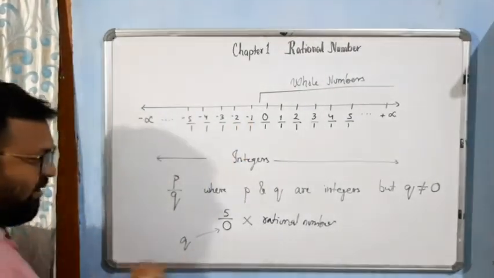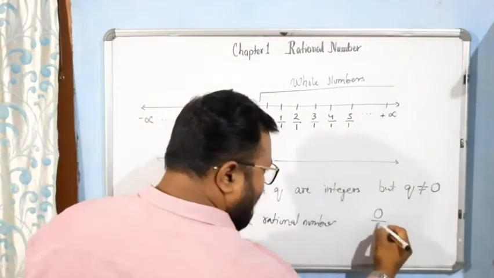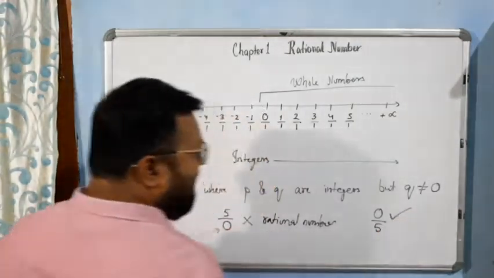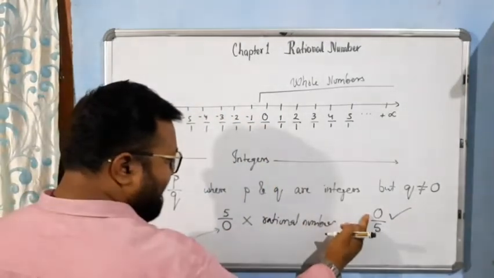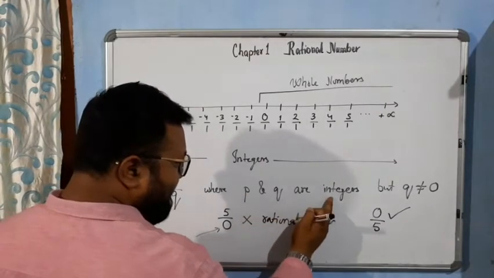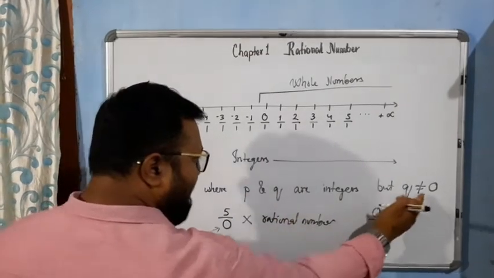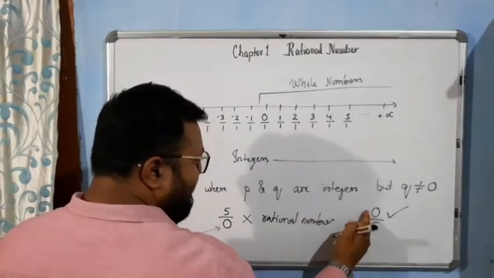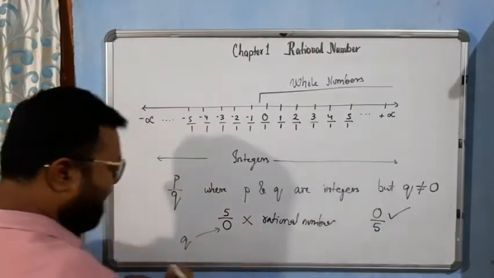So if I write suppose 0 by 5, then it is a rational number, because P is also integer as mentioned here. P and Q are both integers. Only condition is that Q can't be equal to 0. So here it is 5. So it is 0. So this type of number is our rational number.